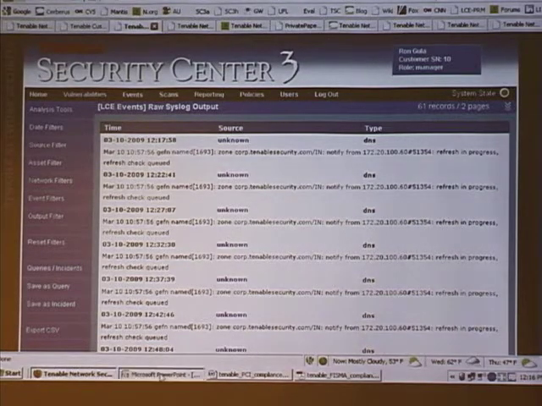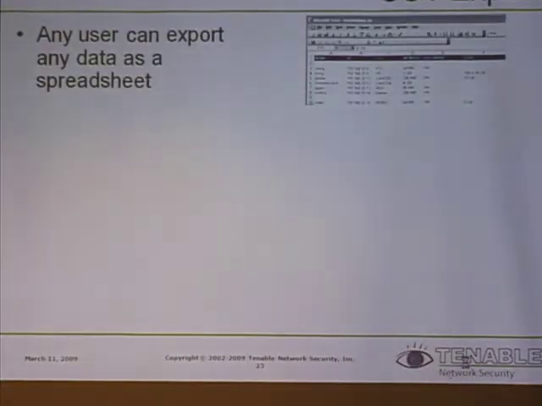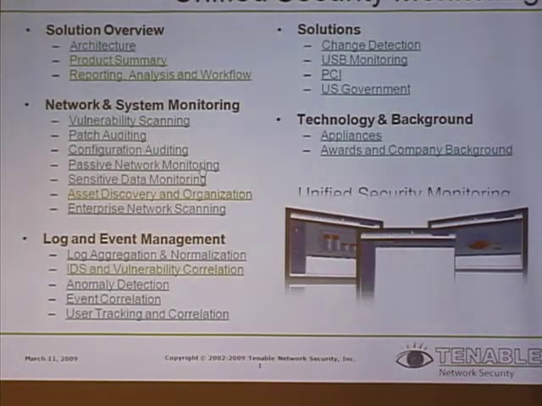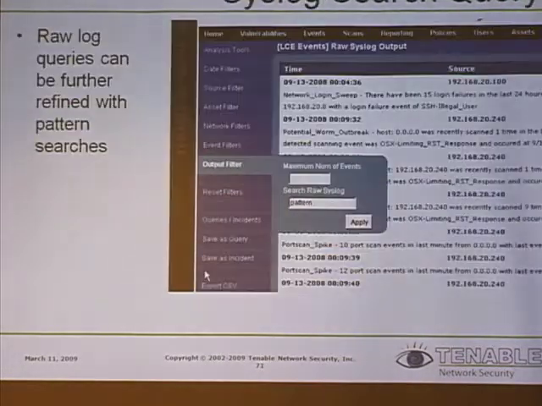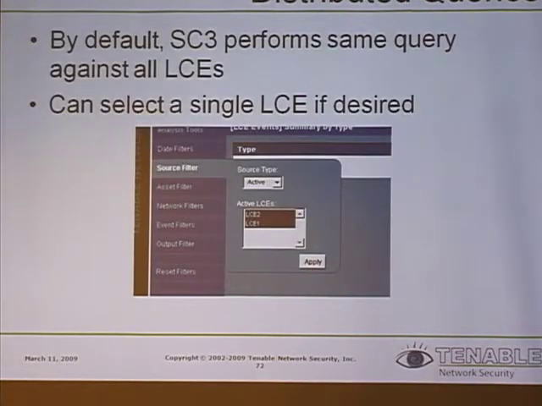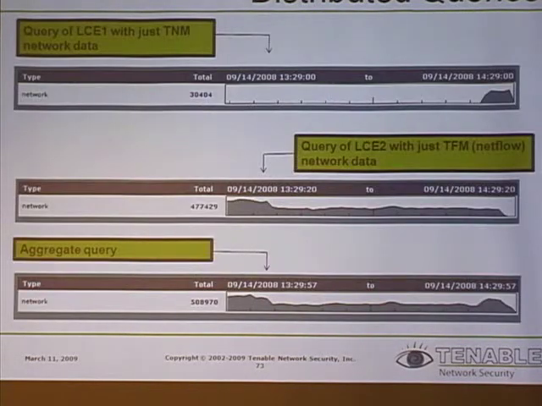Now the second thing is, from an architecture point of view, the way we've set things up, Security Center is the item that does the heavy lifting, so to speak. But from a Log Correlation Engine point of view, you can actually point to multiple LCEs and do distributed queries. And the queries happen extremely fast. So in this example, I got two LCEs, and I've done a query for the network traffic. You can see that this guy here had a small tail of network spikes. This guy here had some continuous activity. But when you query them together, they just get smashed together.